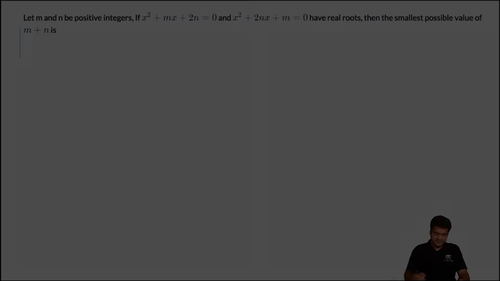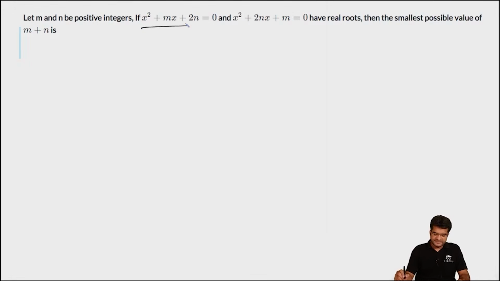In this question we are told that x square plus mx plus 2n is equal to 0, and the other quadratic equation x square plus 2nx plus m is equal to 0. Both of them have real roots, and we are also told that m and n are positive integers.